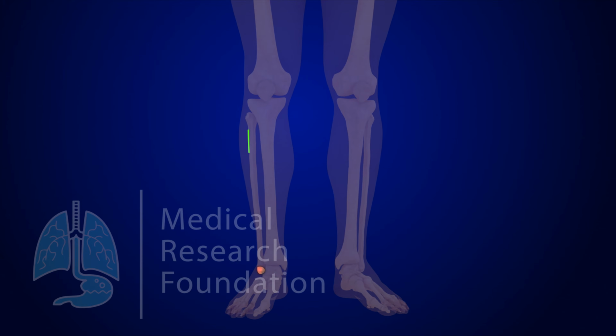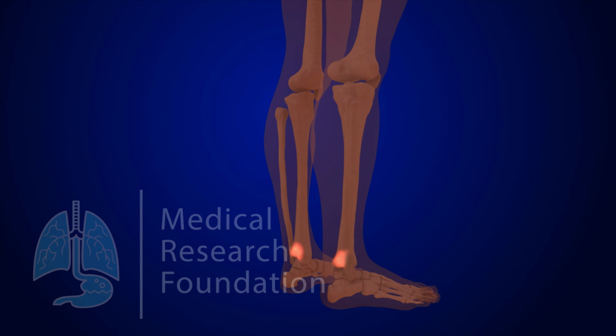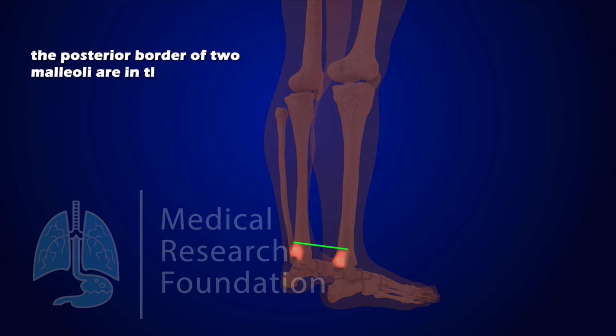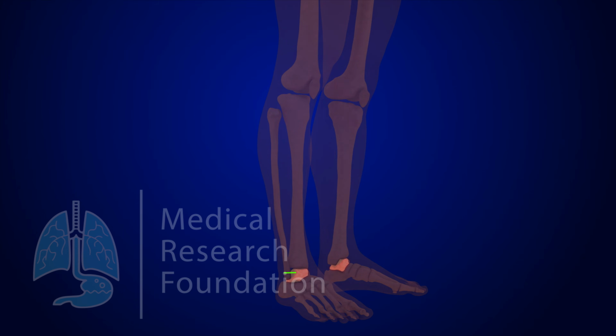Lateral malleolus is the bony prominence on the lateral side of ankle. It is formed by the lower end of fibula. It is larger but narrower than the medial malleolus, and its tip is 0.5 centimeters below that of the medial malleolus. The posterior borders of two malleoli are in the same coronal plane, but the anterior border of lateral malleolus is about 1.5 centimeters behind that of the medial malleolus.